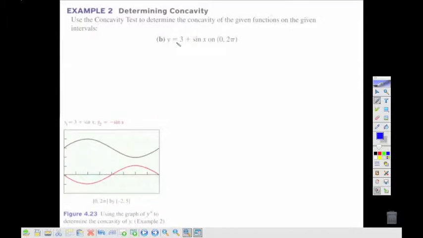In the next problem, we want to find the concavity for this function, y equals 3 plus sine of x. Again, we'll take our derivatives, which will give us first a cosine of x, and then our second derivative, which will give us a negative sine of x. Now we only want to know about this on this particular interval, otherwise it would just keep cycling.